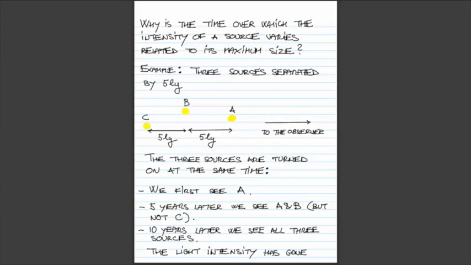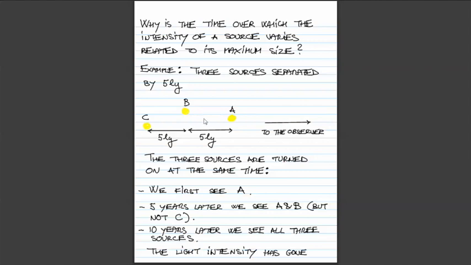The question is, so why is the time over which the intensity of the source varies related to its maximum size? And you can hopefully understand this from the following example. Imagine that there are three light sources, A, B, and C, separated from each other by a distance of 5 light years. And we are somewhere in this direction, some distance from these three sources.